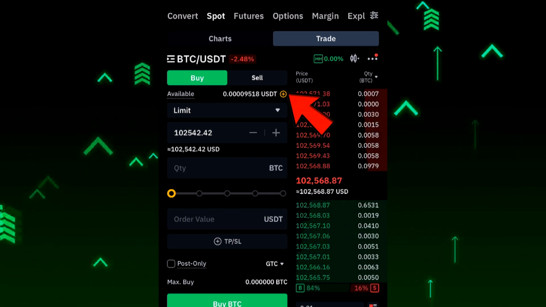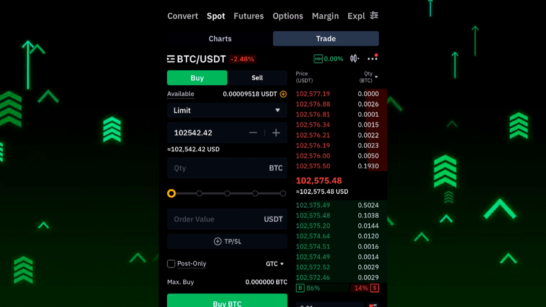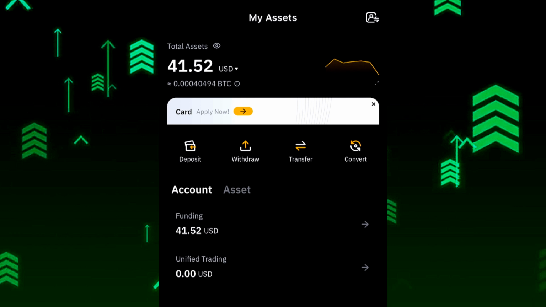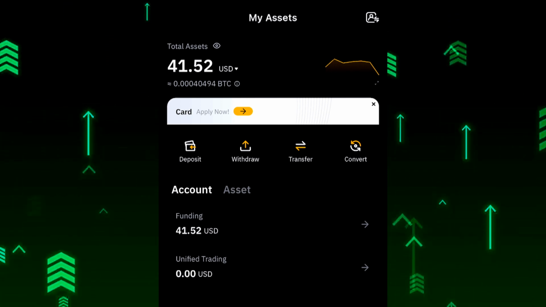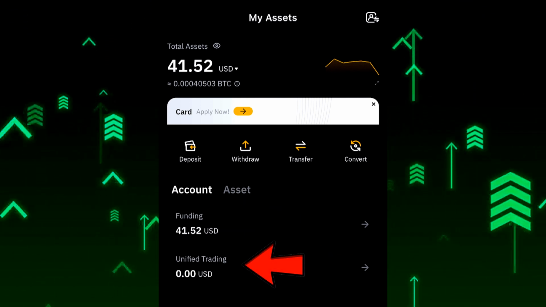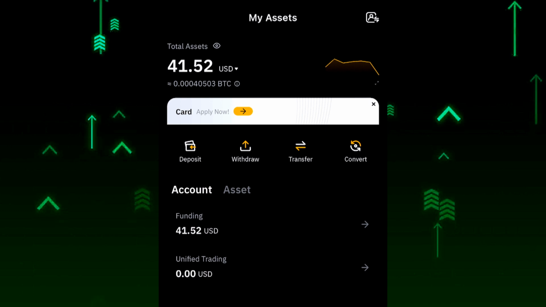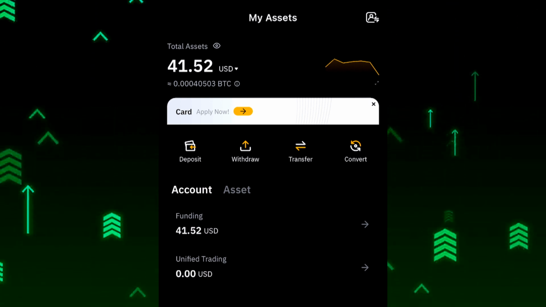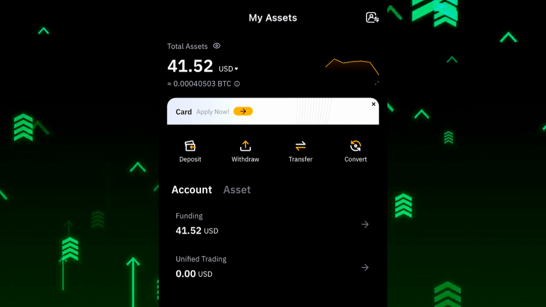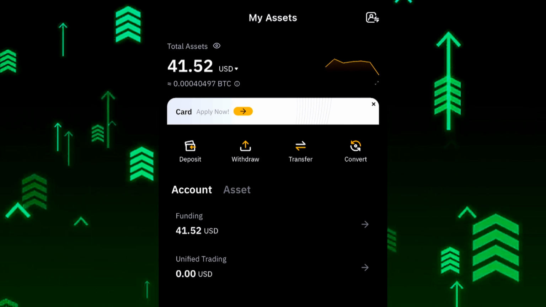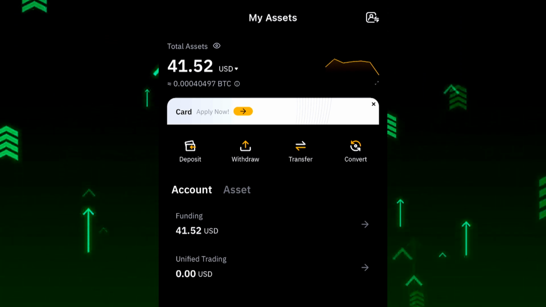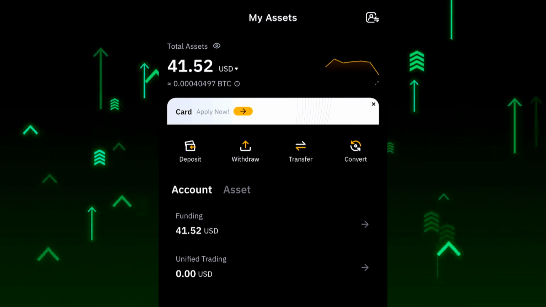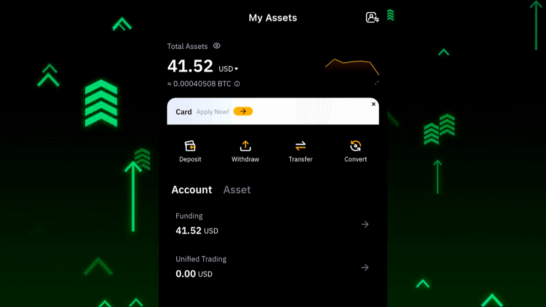Right now, I currently have 0.0000951 USDT. As you know, if you go straight to assets, there are two types of accounts on Bybit. There's the funding account. There's also the unified trading account. It is similar to Binance. The unified trading account is where, most times, airdrops like Hamster Combat, Pixfy, Major and the rest go straight to.